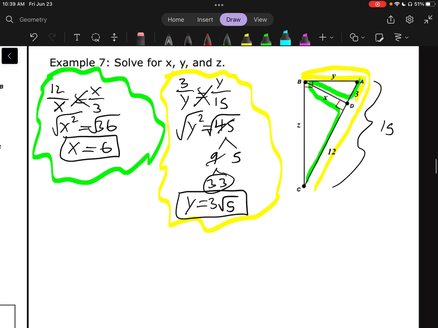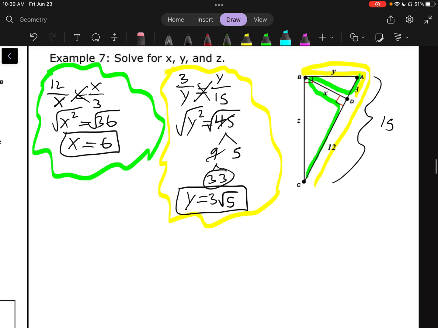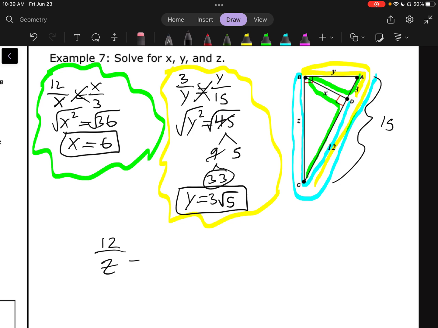Okay, now we still need to find z. Now z is another leg. So I need to do the leg theorem again, but this time I'm going the long way. So I need to start with the big piece of the hypotenuse, then go down the leg, and then loop back around. So that time I started with 12, went down z, back down z, and then down the 15.